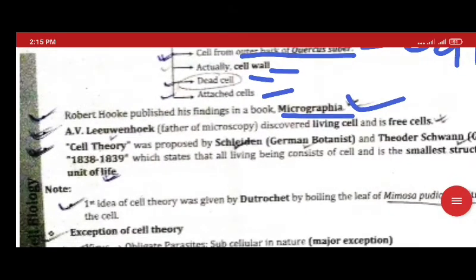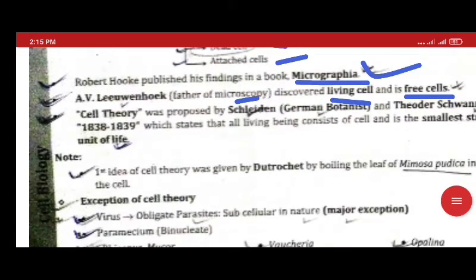Now Leeuwenhoek is known as the father of microscopy. He discovered the living cell and the free cell, that is from the sperm. So sperm is what? A free cell and a living cell, which is also moving.